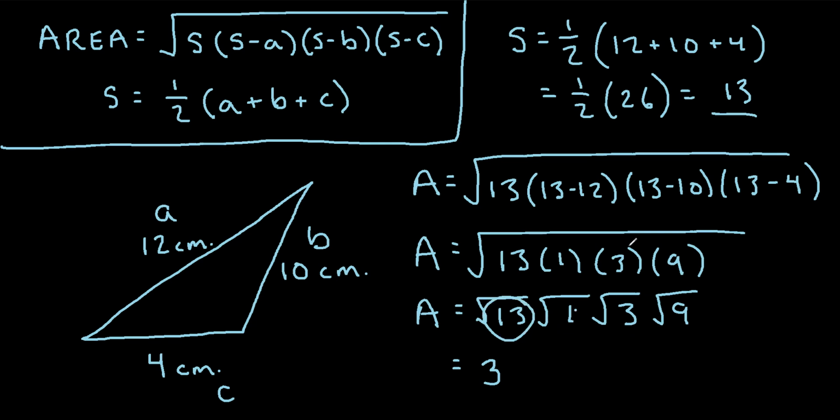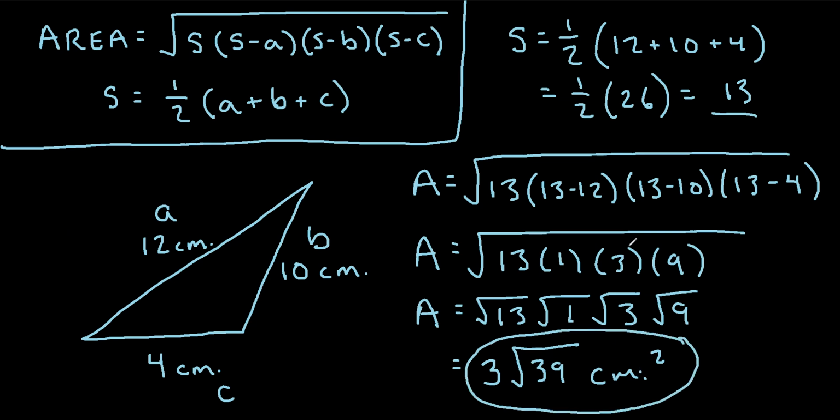So we'll get 13 times 1 times 3. That turns out to be 39. So we'll say the square root of 39. And remember, the units we're using is centimeters. So we'll say centimeters squared. So the area of this scalene triangle is 3 times root 39 centimeters squared.